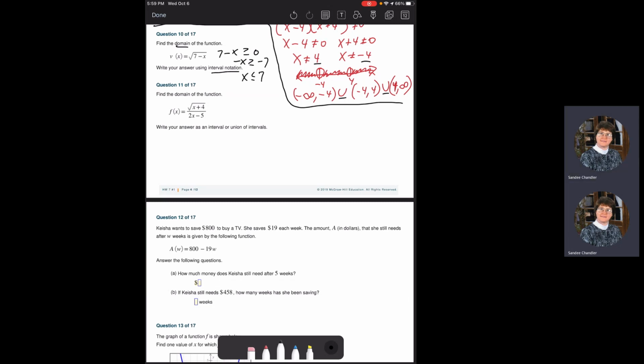So that is negative infinity to 7. 7 is closed this time. And there's our interval. Yay!